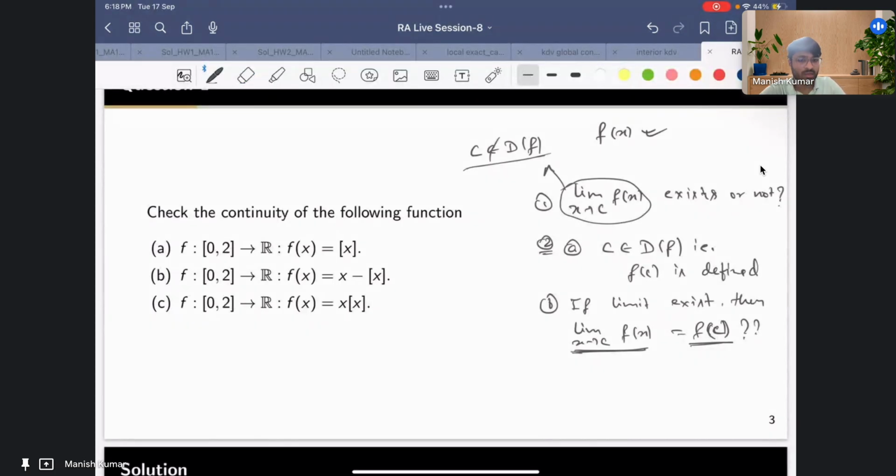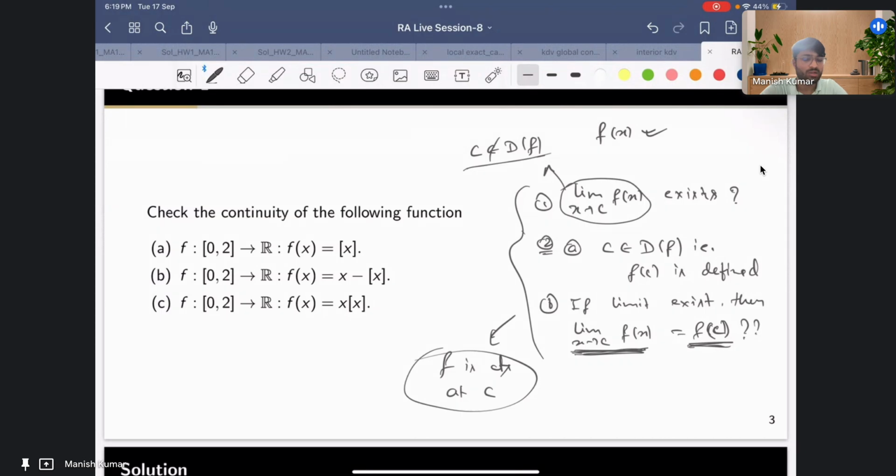Now if it is defined, then the question is: does this limit equal f, the function value at that point? If it is, then we say that f is continuous. Oh sorry, let me include all three conditions. So this limit should exist, so maybe I'll put a question mark over here. If we get a positive answer to all these three questions, then we say that f is continuous at c, right? This is the meaning of continuity.